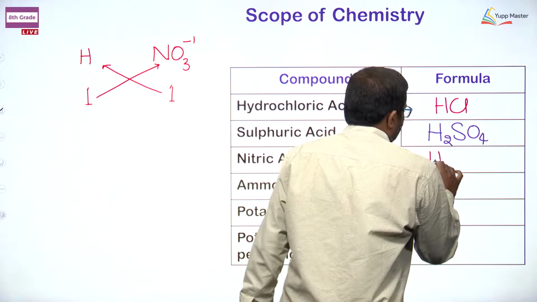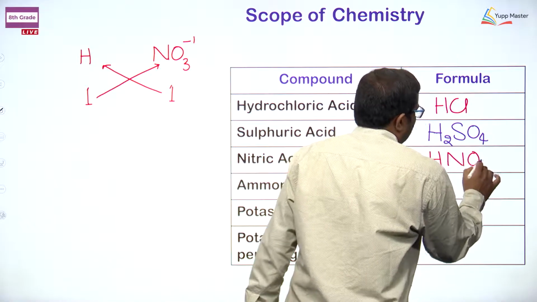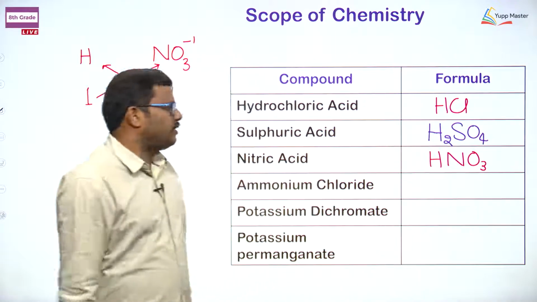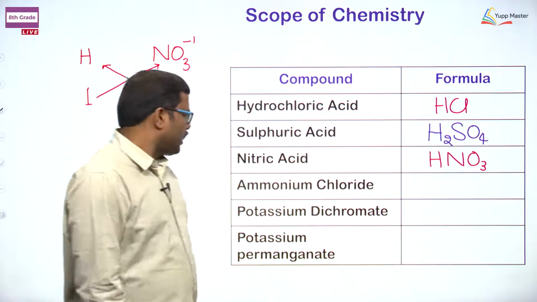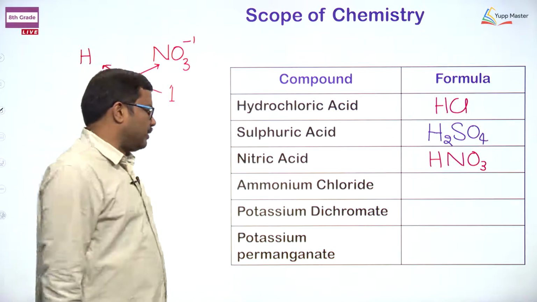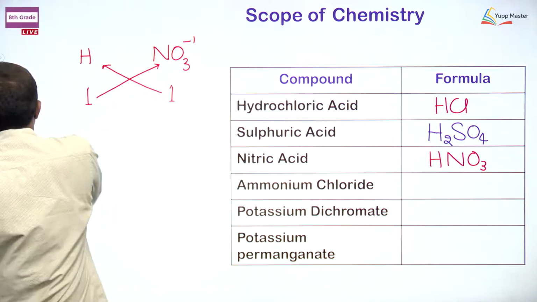So, we write it as HNO3. HNO3 is nitric acid, right. Next is ammonium chloride.